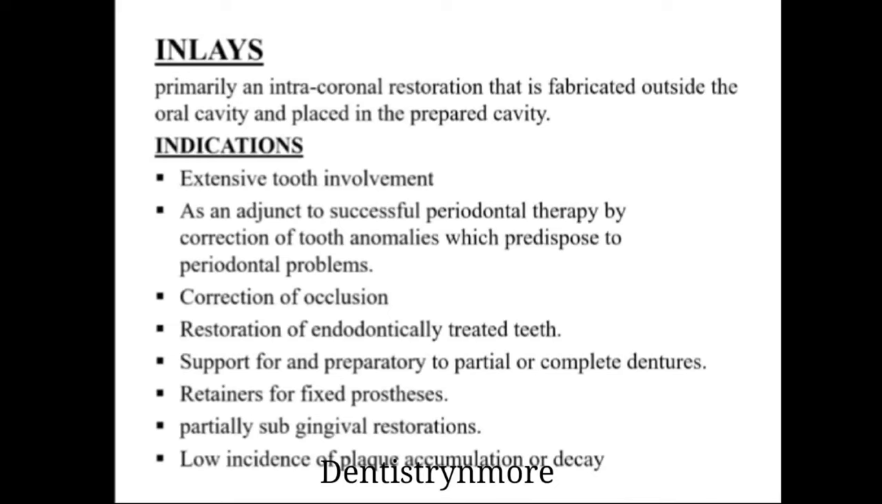First was inlay. It is primarily an intracoronal restoration that is fabricated outside the oral cavity and is placed in the prepared cavity. And the indications include, first one is extensive tooth involvement, correction of occlusion as an adjuvant to successful periodontal therapy, restoration of endodontically treated tooth, retainers for fixed prosthesis, somewhere like that. 5 or 6 indications can be given.